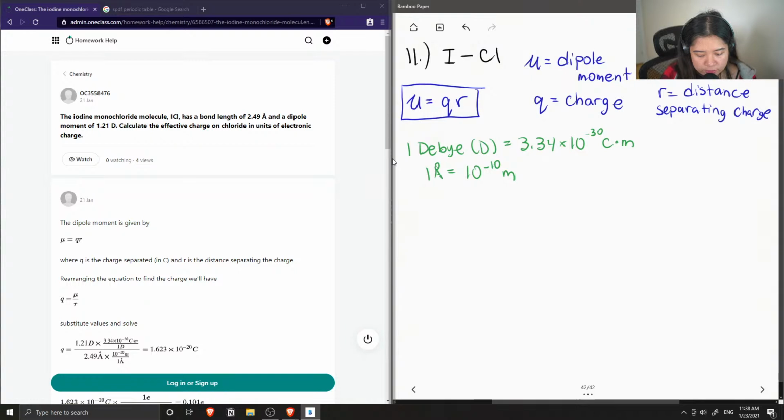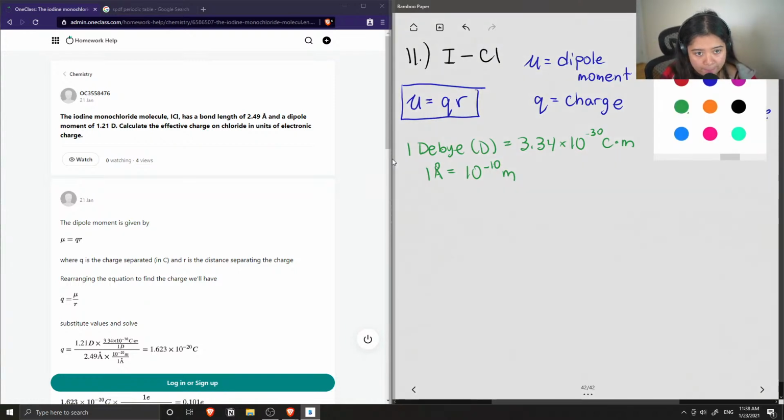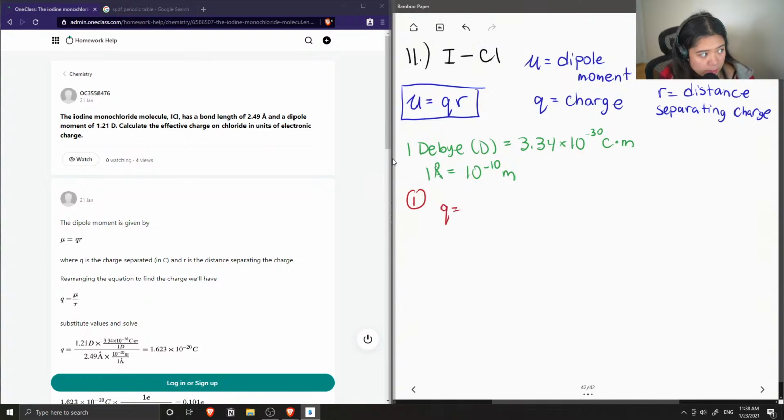So now let's first solve for charge. To solve for charge, it's going to be the dipole moment divided by R, which is the bond length. So this is equal to 1.21 debye. And then we multiply this by the conversion factor, where 3.34 times 10 to the negative 30 coulombs times meters for 1 debye.